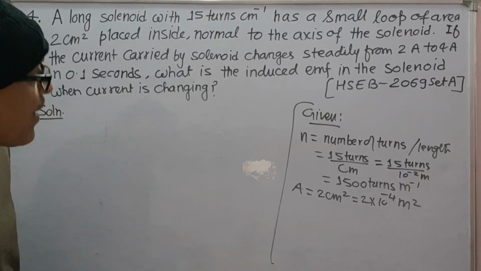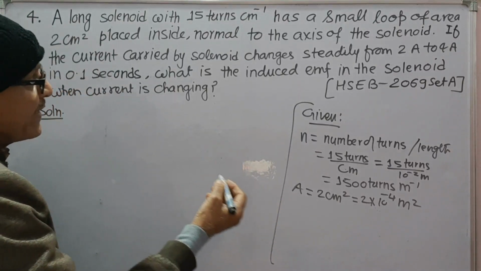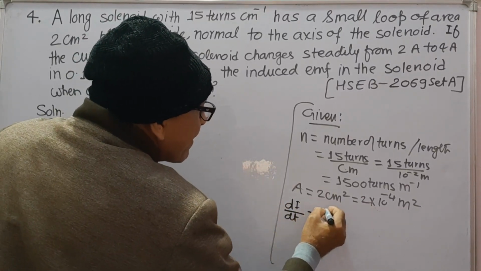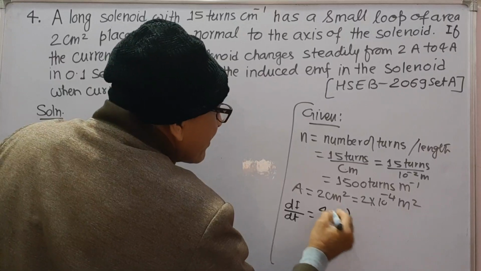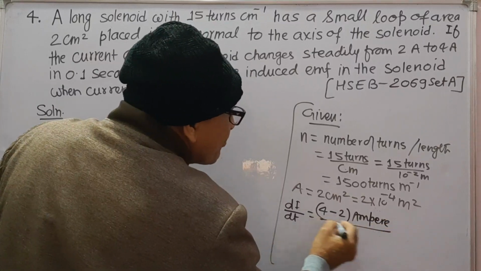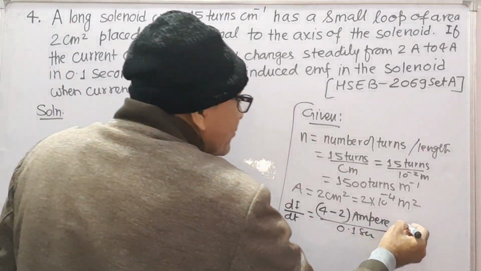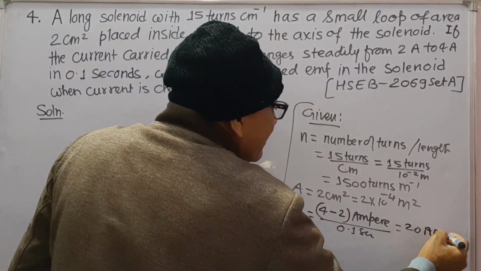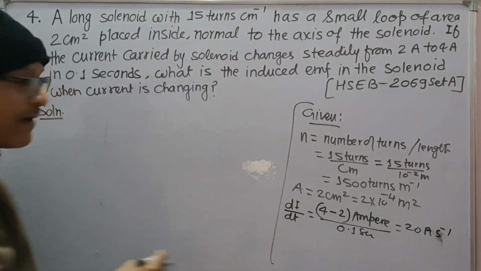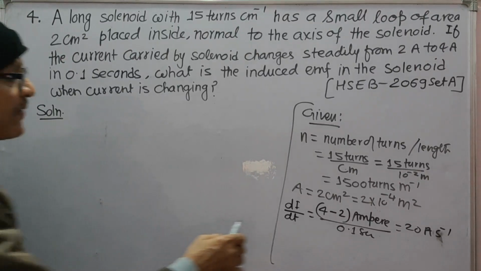Next, rate of change of current is di upon dt, 4 minus 2 ampere upon 0.1 second, means 2 upon 0.1 means 20 ampere per second. We have to find the EMF induced.